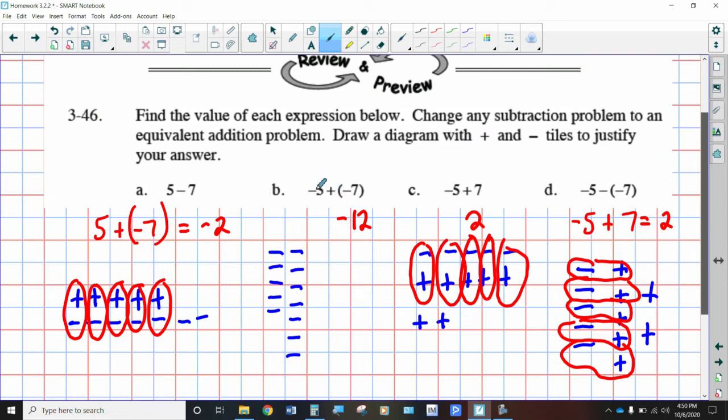You're adding two numbers that have the same sign. You're going to add the numbers and you're going to keep the sign. Here you've got more positives than negatives. How many more positives do you have? Two more positives than negatives. So your answer is going to be positive 2.